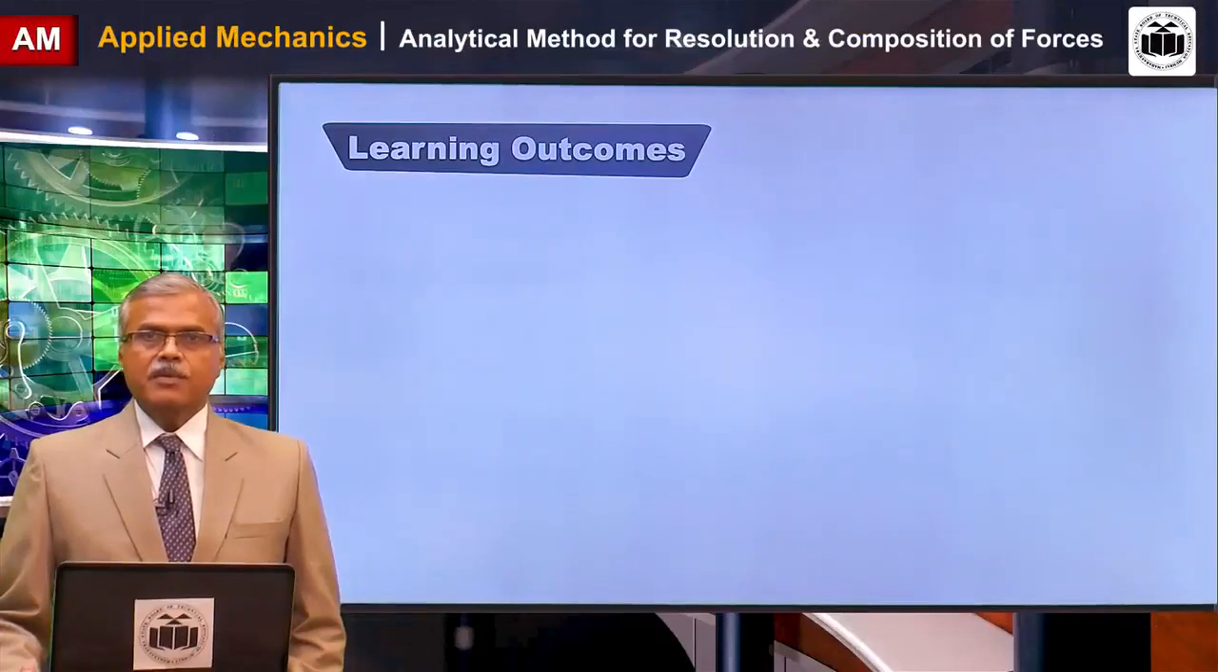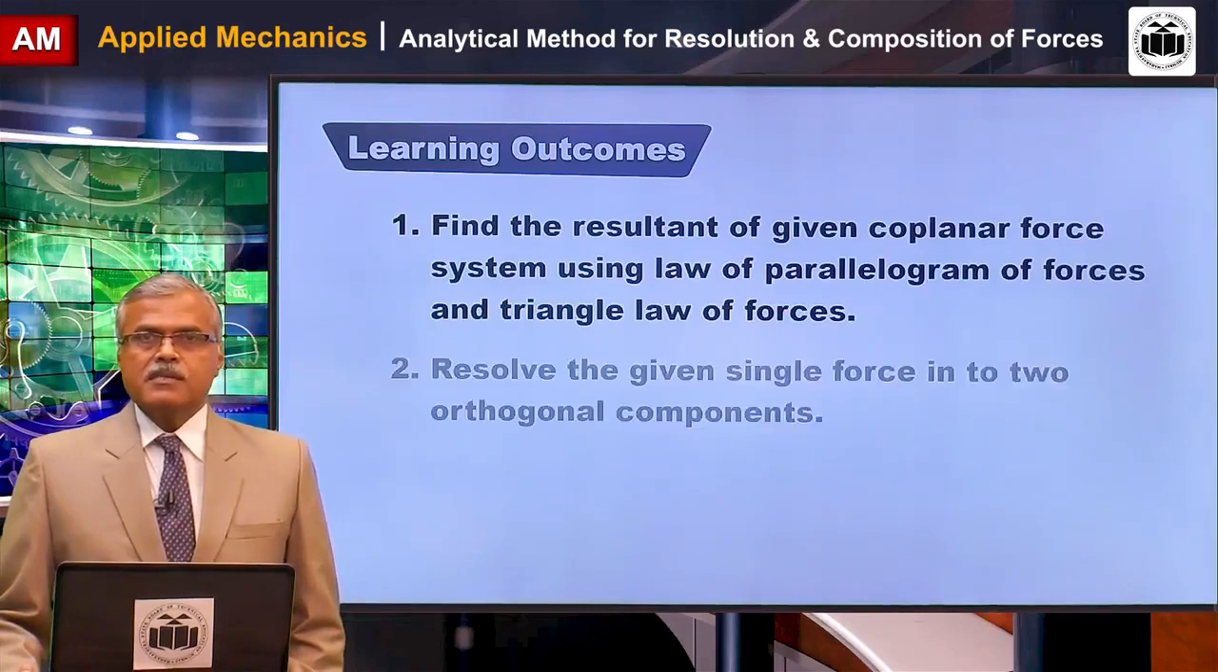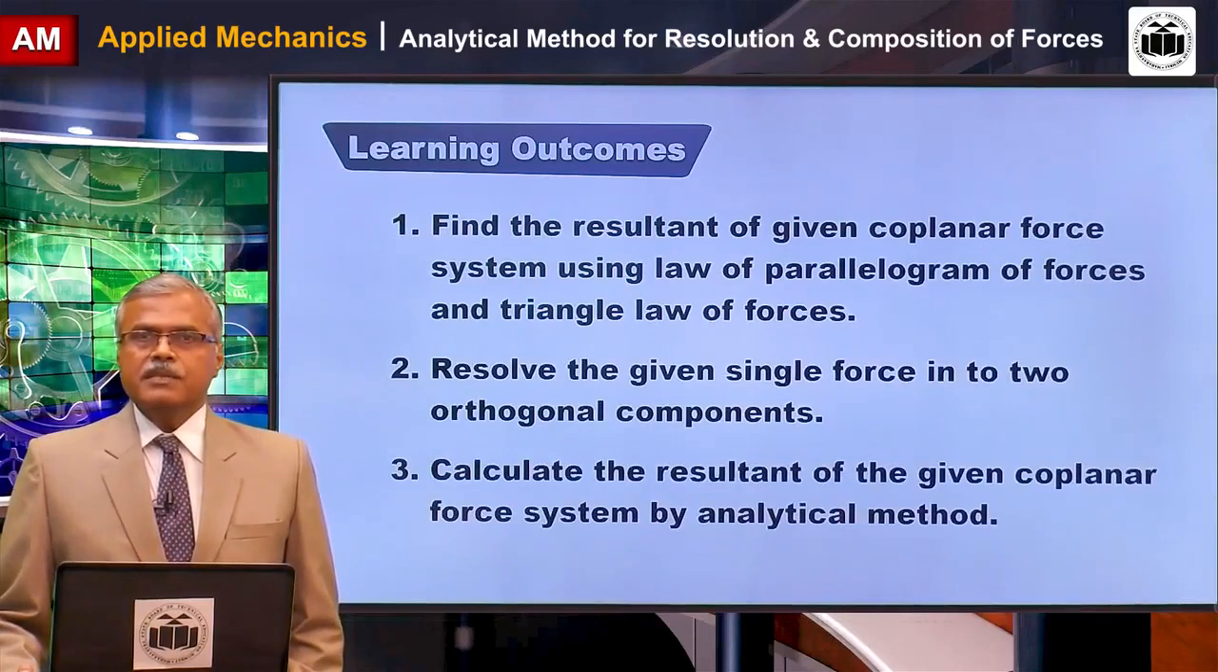Then in this topic, there are different learning outcomes. At the end of this module, we will be able to learn the procedure to find the resultant of a given coplanar force system using the law of parallelogram of forces and the triangle law of forces. Then we will be able to resolve a given single force into two orthogonal components. There are other components, which are called oblique components. The third objective is to calculate the resultant of the given coplanar force system by analytical method.